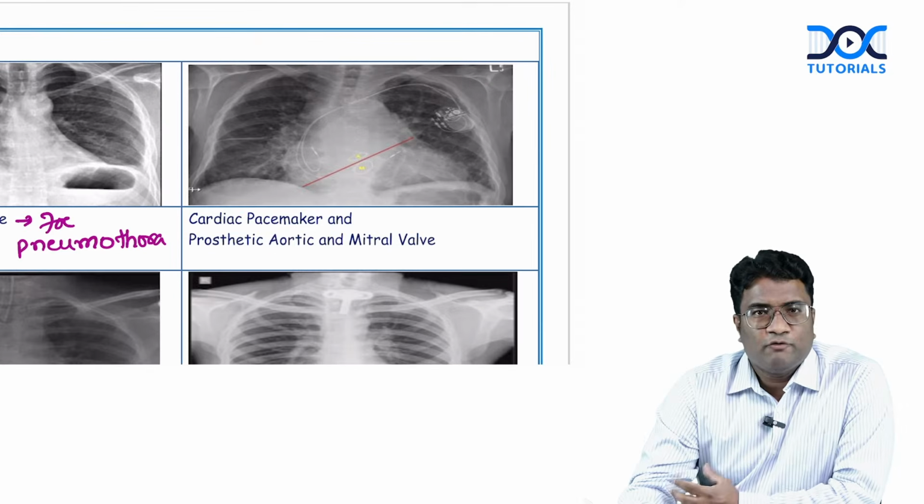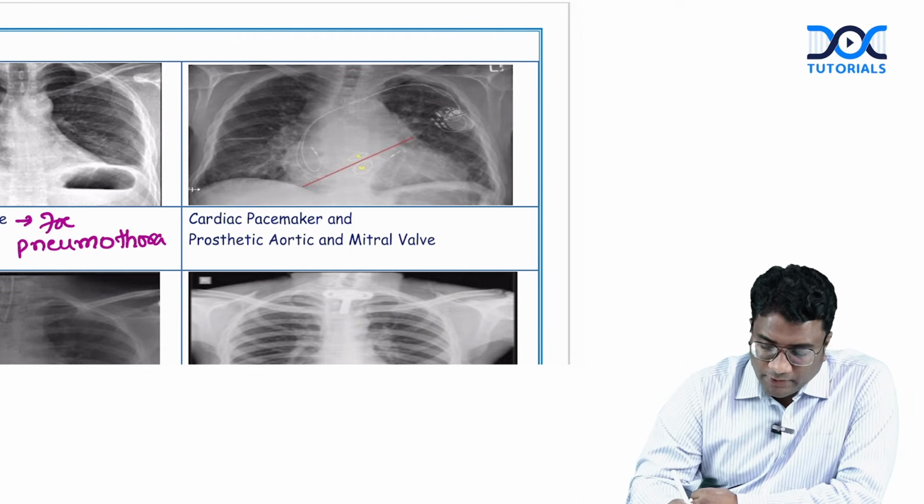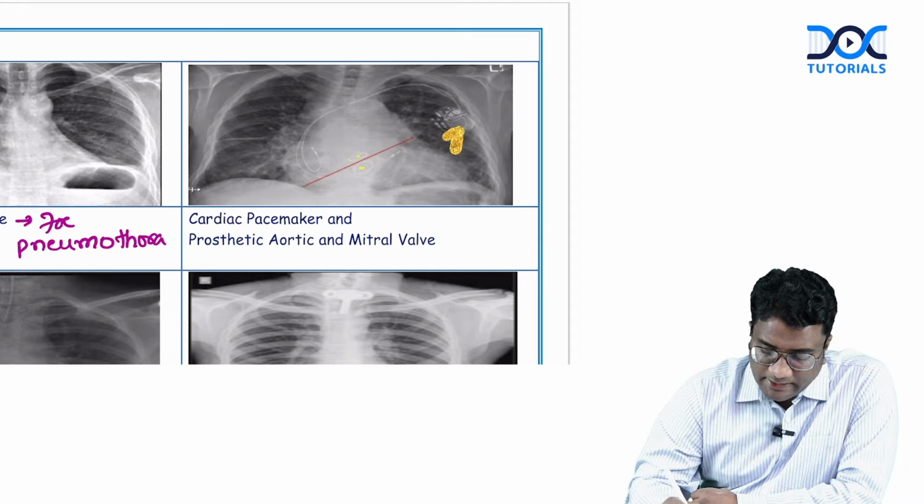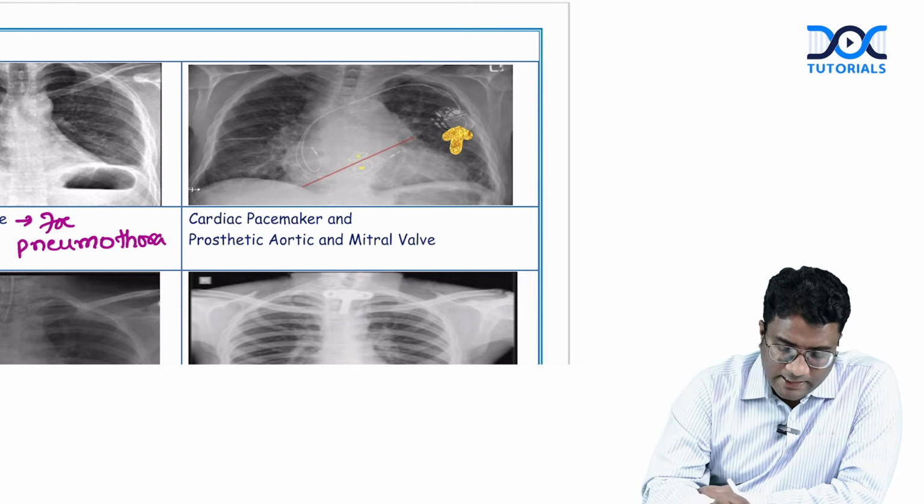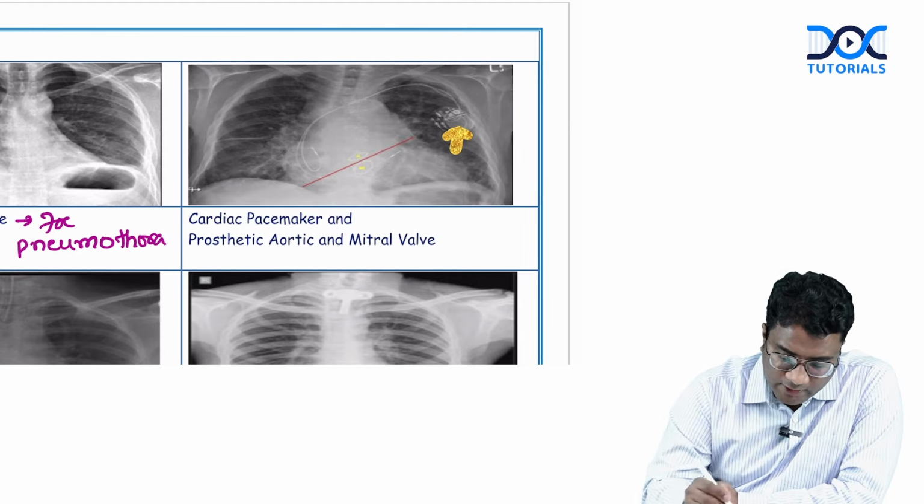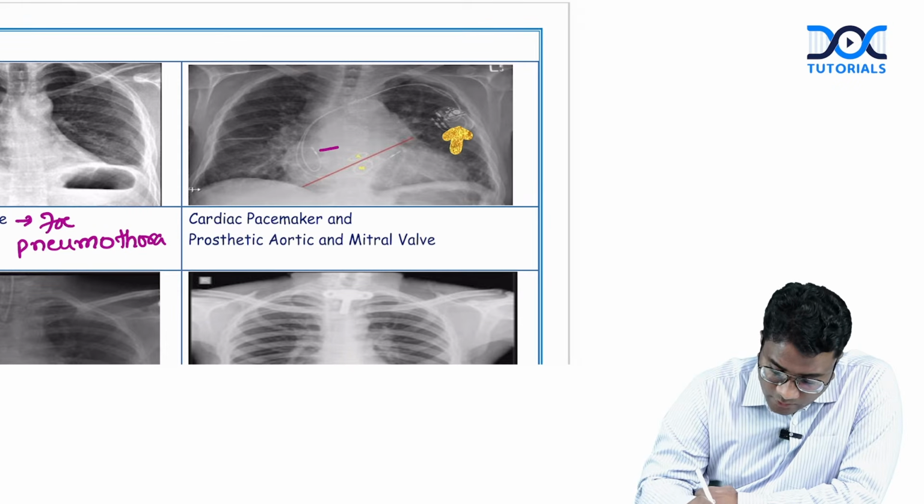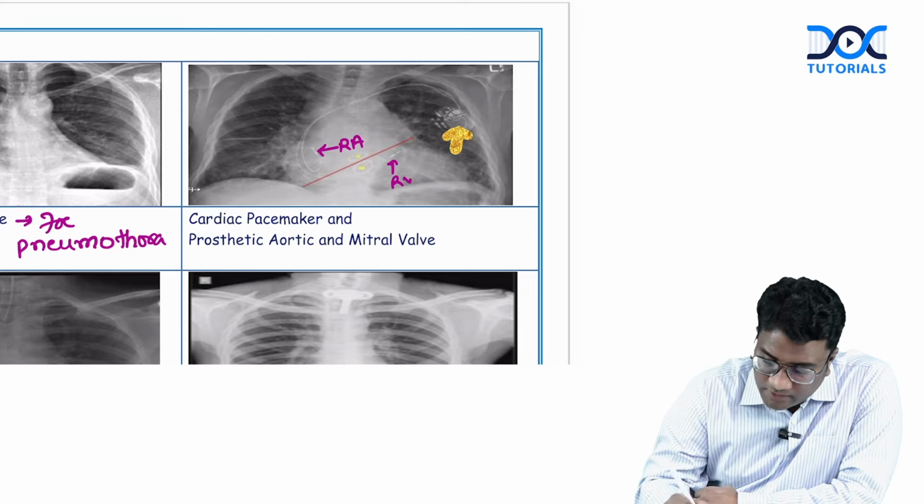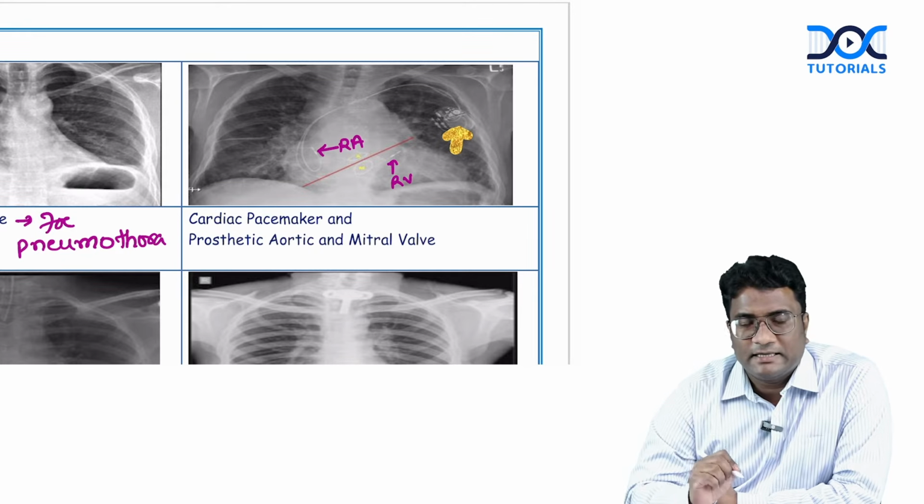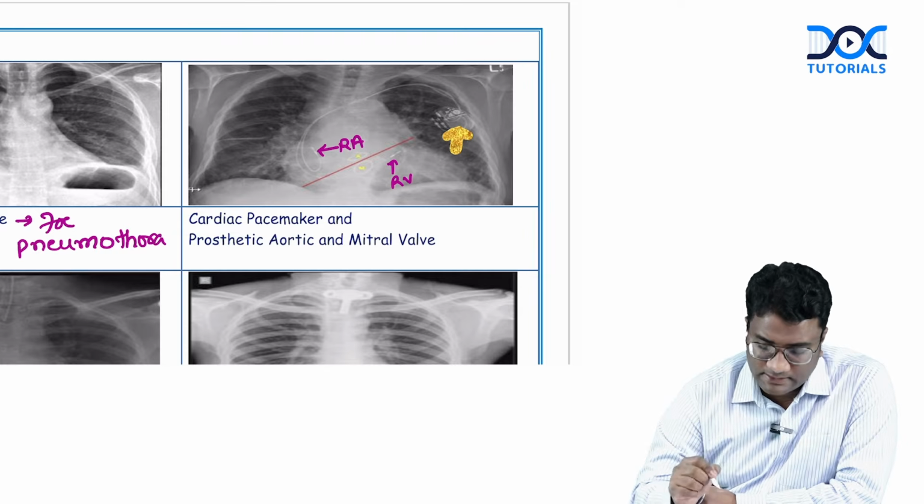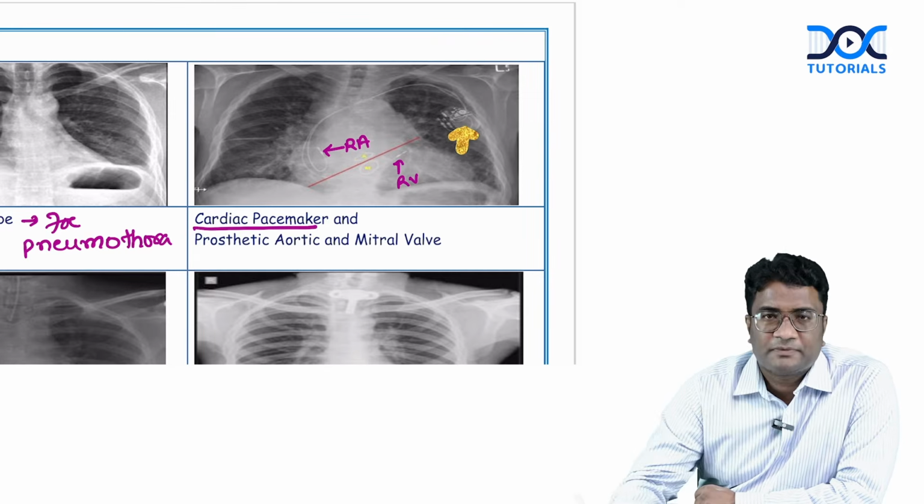And look at this radiograph. What is this radiograph showing you? I hope you can see this is the cardiac pacemaker that you have. A cardiac pacemaker will have two thin electrodes. You can see the two thin electrodes, one ending in the right atrium and one ending in the right ventricle. This is how we have a cardiac pacemaker.